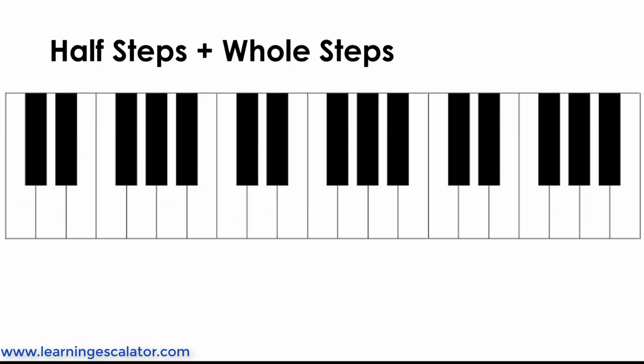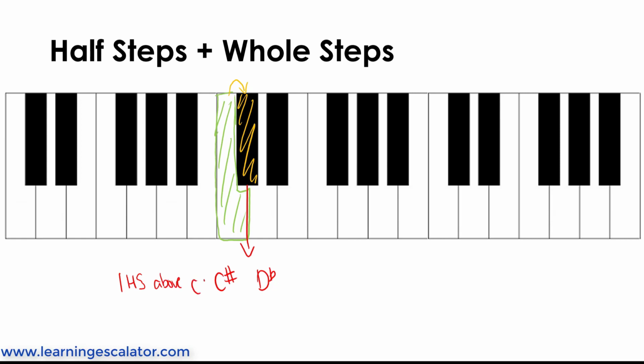Now half steps and whole steps. A half step is one single note above a given note. So if this is the given note, one half step above this C would be to this C sharp or D flat. So this note can be written as C sharp or D flat. If you want one half step above C, it can be C sharp or D flat.